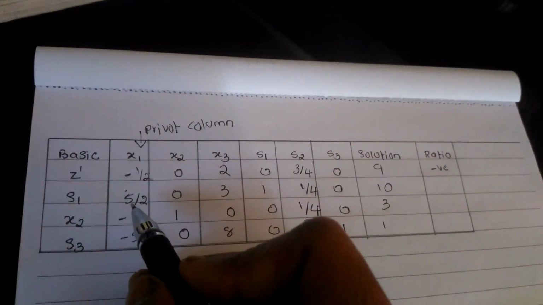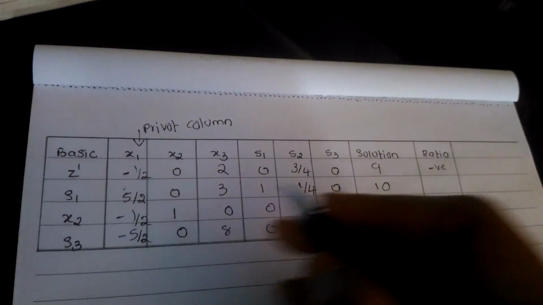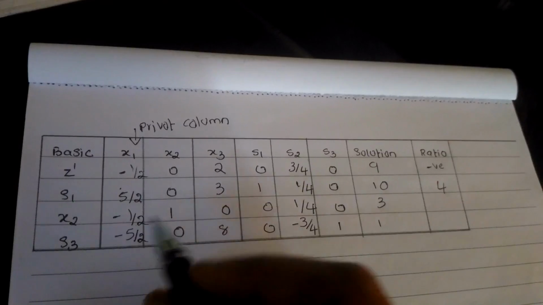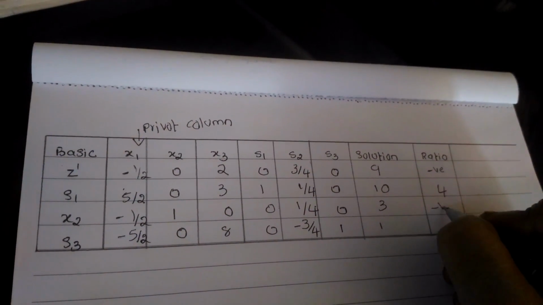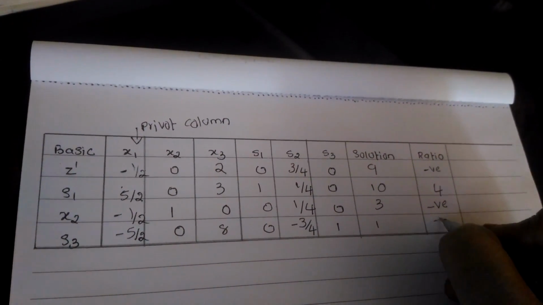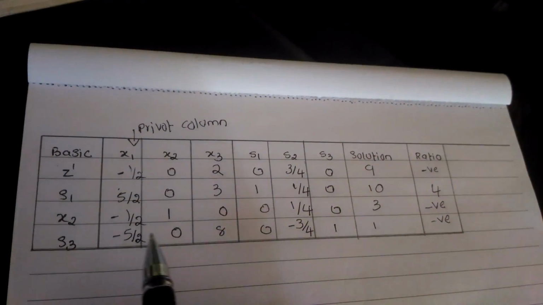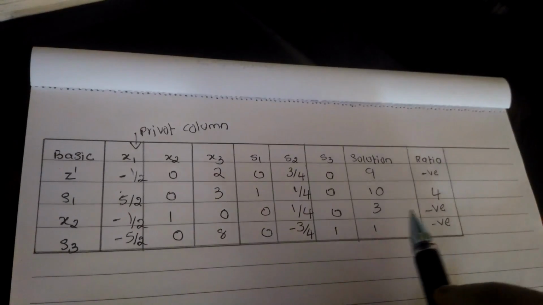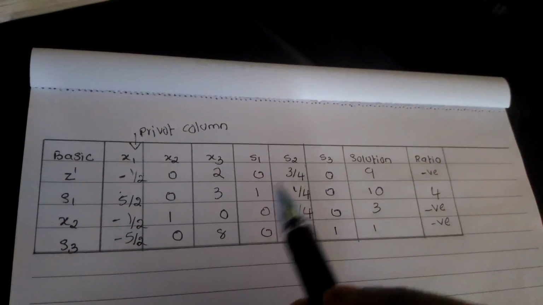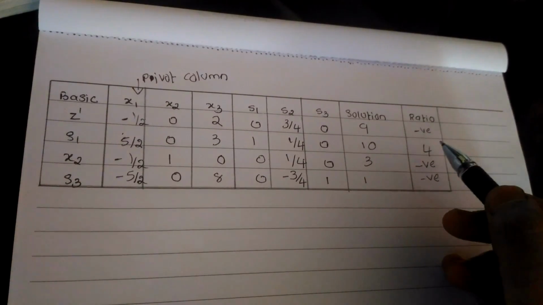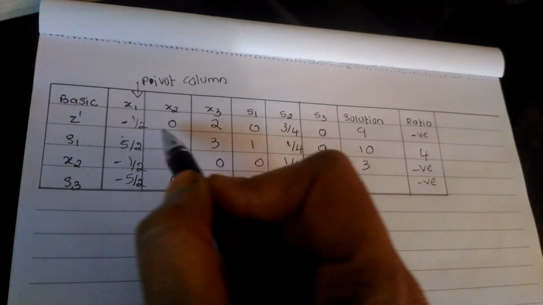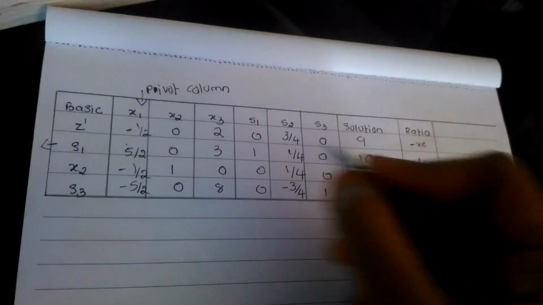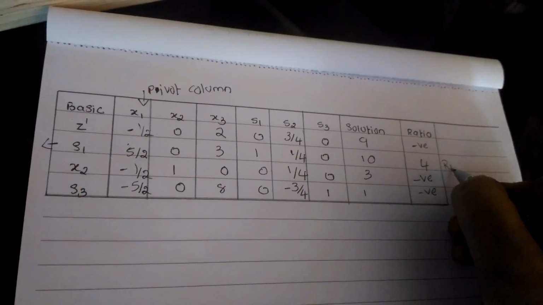10 divided by 5 divided by 2. The answer will be 4, and this is again negative. As I have already told, we will never make use of the values which come up with a negative symbol. Since both of these are coming up negative, we will never consider them. We will never take the pain of even solving them. With this, we come to a conclusion that this row is the pivot row. So S1 will be the leaving row, and this is called the pivot row.